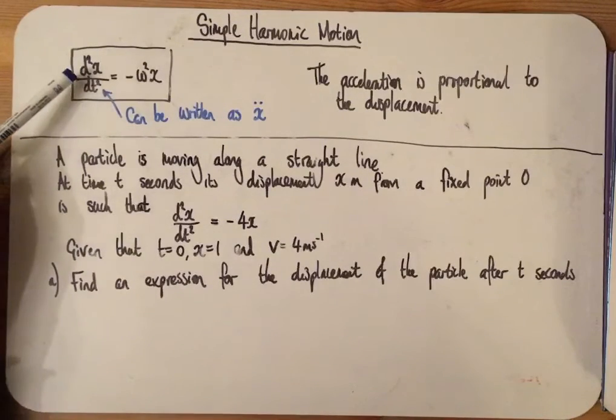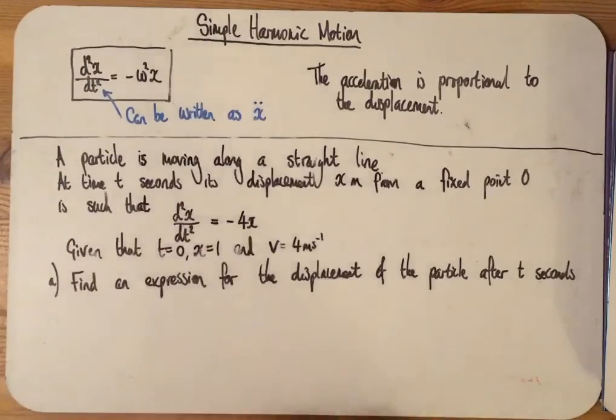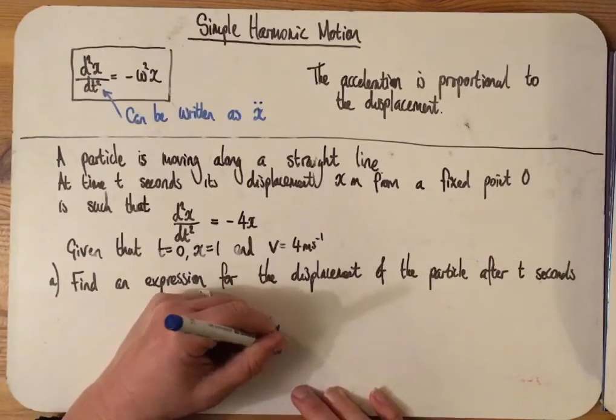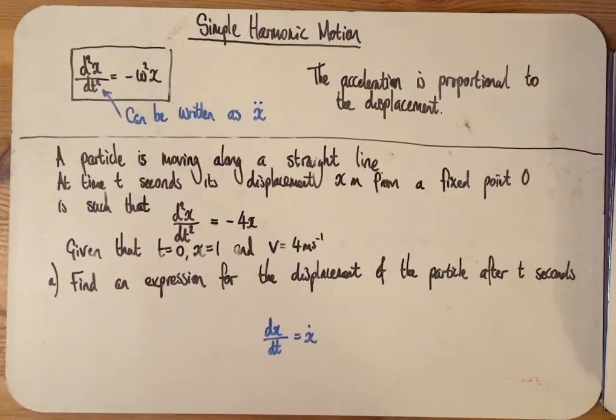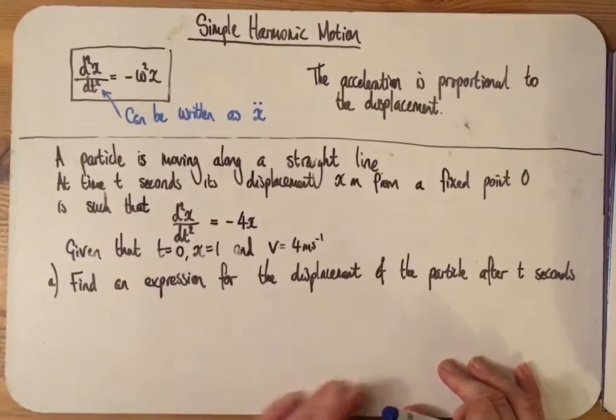Notation: the second derivative with respect to t of x, you can write that as x with two little dots on top, and similarly dx/dt is x with just a single dot on top. I don't tend to use that shorthand. You're really welcome to use it, and I think they have used it in your online textbooks a little bit, so feel free to use it if you want to.